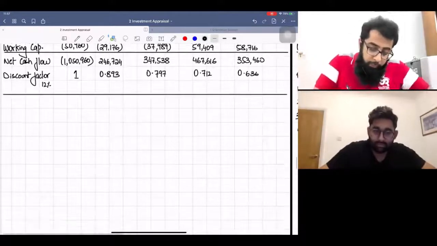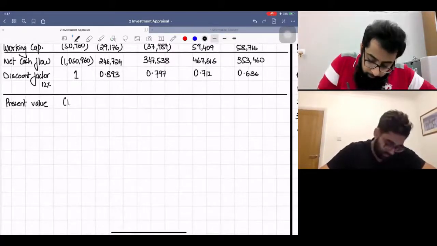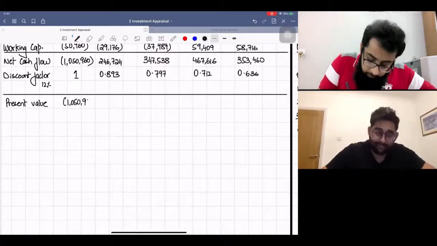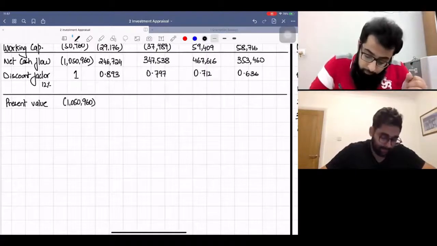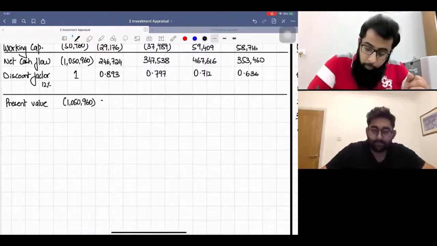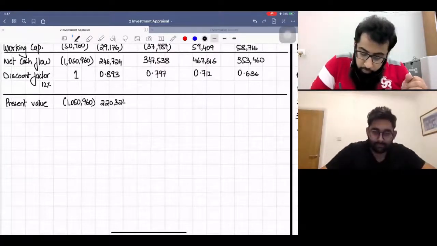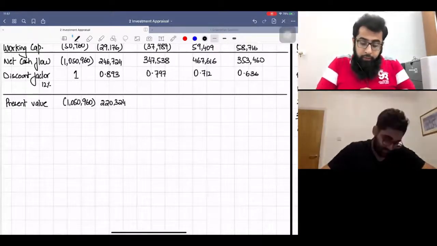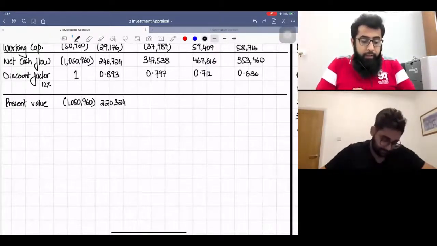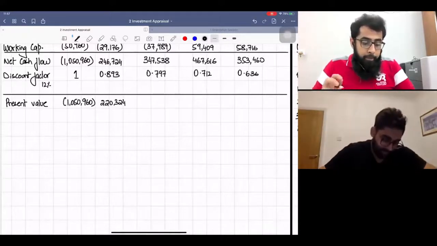So now we will get the present values. 246,724 into 0.893. Yes. Now what will be the present value? 220,324. Year one, yep, 220,324. Then 347,538 into 0.797. It's 276,987.